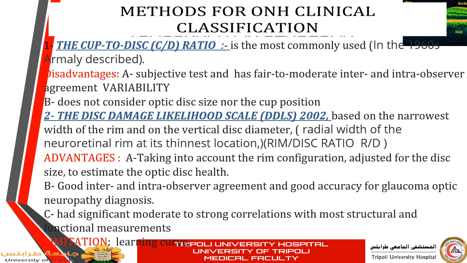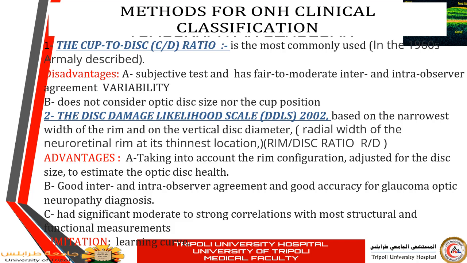Among these methods is the cup disc ratio, which was invented in the 1960s by Marley, and it became very famous and popularly used as a tool for assessing and differentiating a normal optic nerve from a glaucomatous optic nerve. The disadvantage of this method is that it is a subjective test and is subject to a very high degree of inter-observer and intra-observer variability. The other thing is that it doesn't include the optic disc size and the position of the cup.